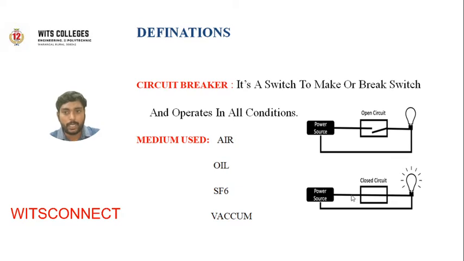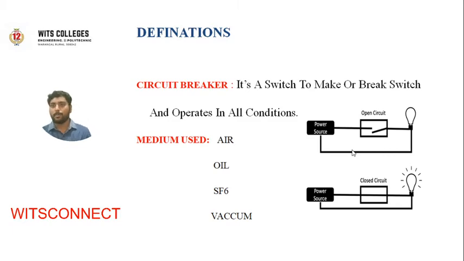So when the circuit breaker is closed, what happens? Here the current passes through this circuit and reaches the load. It is to break or make the circuit. The circuit breaker is an automatically operated switch to make or break the circuit. The circuit breaker consists of two contacts: one is the fixed contact, another one is the movable contact.